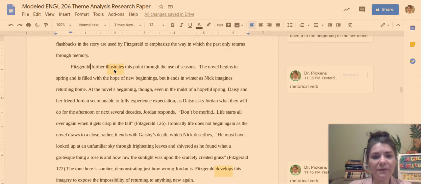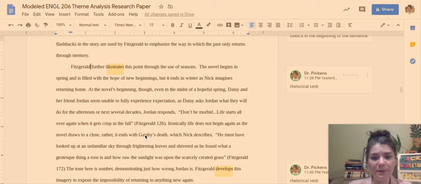The novel begins in spring and is filled with the hope of new beginnings, but it ends in winter as Nick imagines returning home. At the novel's beginning, though, even in the midst of a hopeful spring, Daisy and her friend Jordan seem unable to fully experience expectation, as Daisy asks Jordan what they will do for the afternoon or next several decades. Jordan responds, "Don't be morbid. Life starts all over again when it gets crisp in the fall."